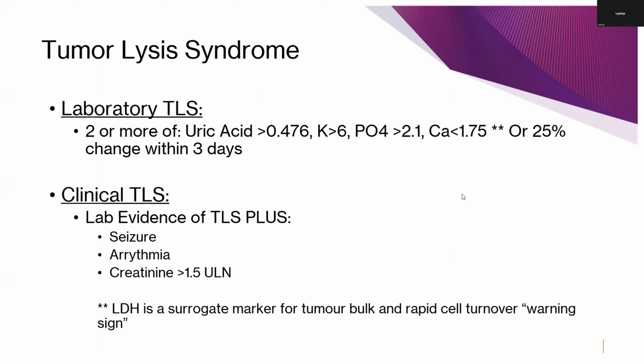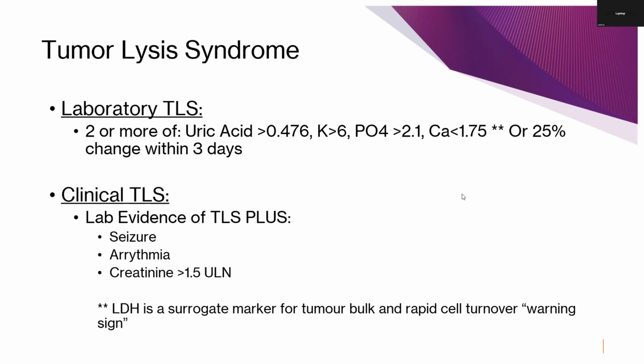So there's two ways to assess tumor lysis. There's laboratory tumor lysis, which is when we are just checking blood tests. And the definition is 2 or more parameters that meet those criteria: a uric acid above that, a potassium above that, a phosphate above that, hypocalcemia, so calcium lower than that, or a 25% change within 3 days. So those are all criteria to fit laboratory tumor lysis. Clinical tumor lysis is when any of those things happen, plus either a seizure, arrhythmia, or acute kidney injury.